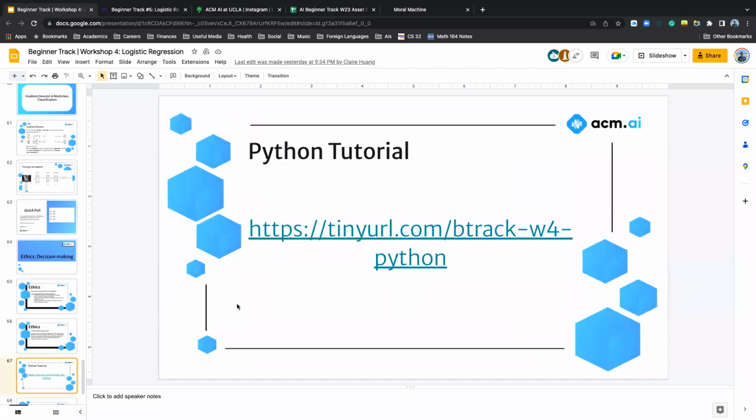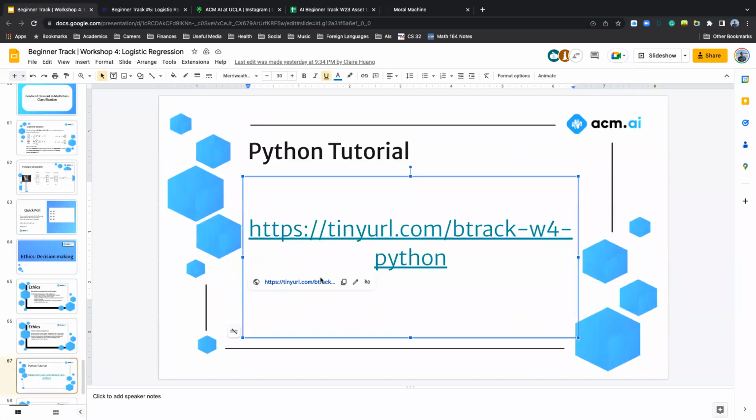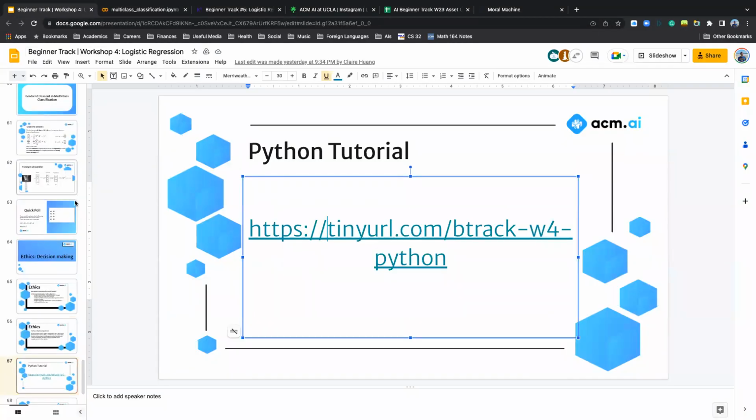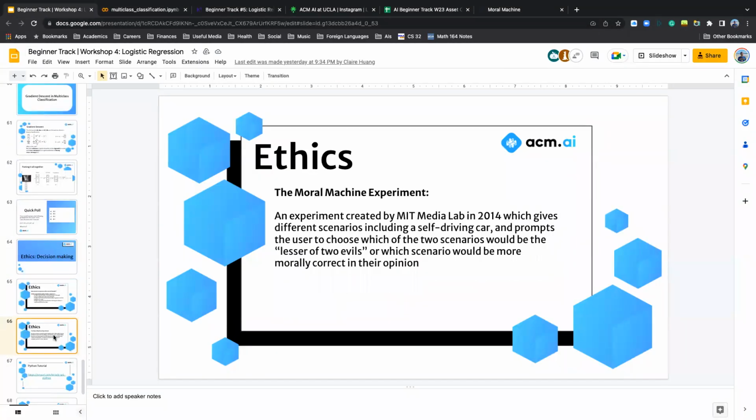Cool. Why don't we head into the coding part of today's workshop? Does anyone have any points or questions about what I just mentioned, about developing fair AI systems? Okay, oh yeah, sure.